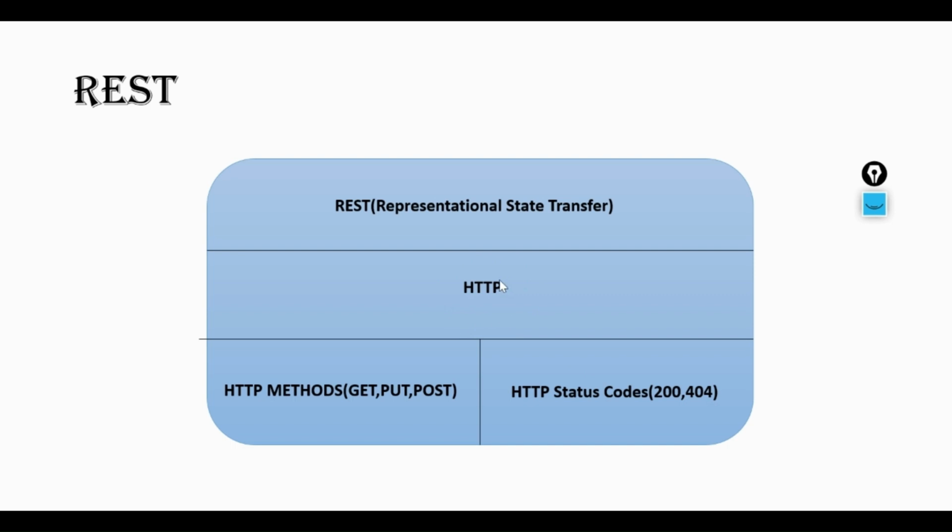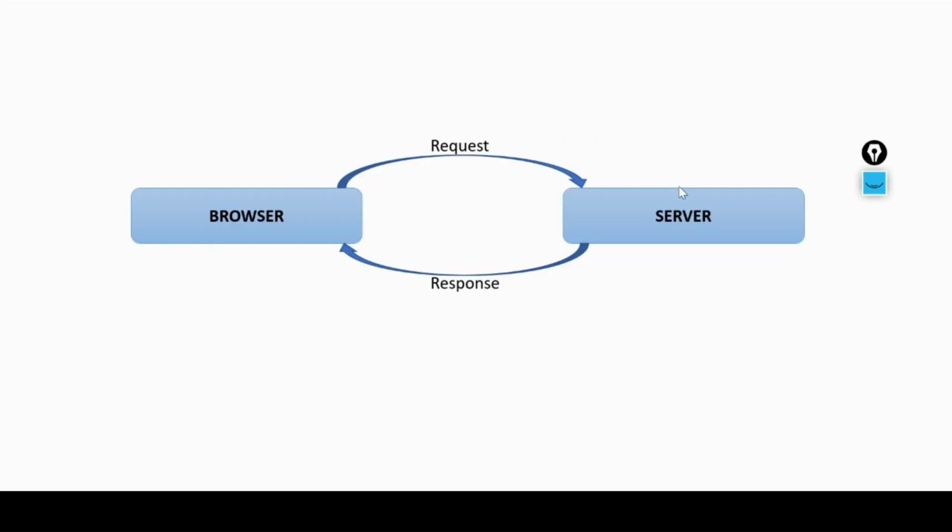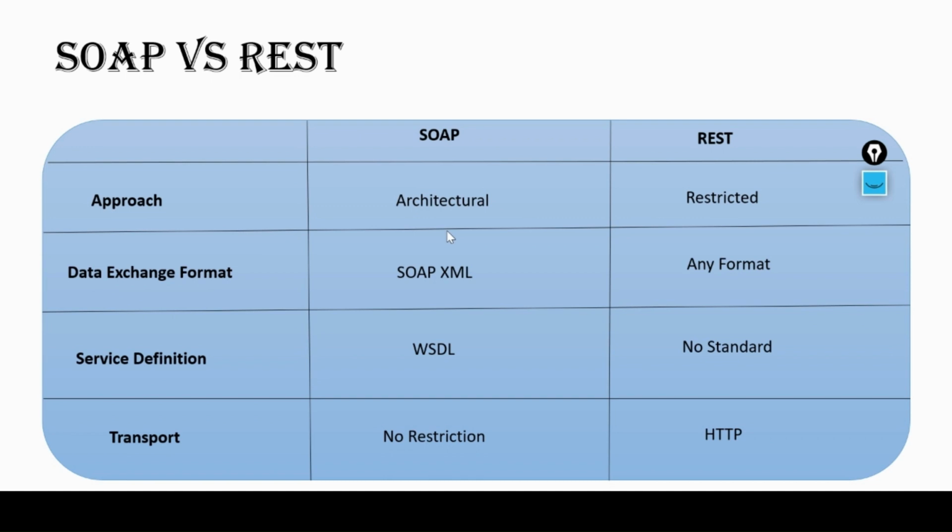Previously, I told that REST is somewhat restricted, right? The restriction is at transportation. REST allows transportation only through HTTP, whereas SOAP allows any transportation medium. This is the browser and server request and response format. Now let us see the differences between SOAP and REST.